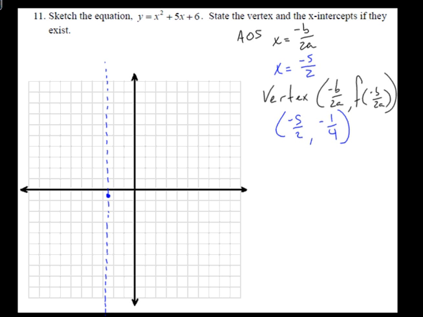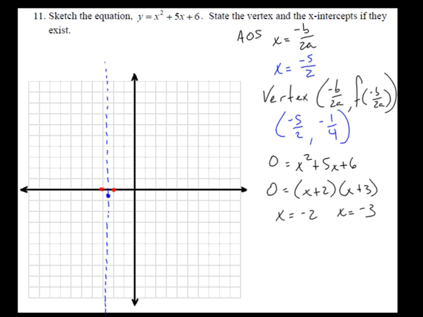To find my x-intercepts, I set my equation equal to 0. 0 is equal to x squared plus 5x plus 6. I can factor this one, so 0 equals x plus 2, x plus 3. So I have x equal to negative 2 and x equal to negative 3. So those are my intercepts. And my parabola looks like this.